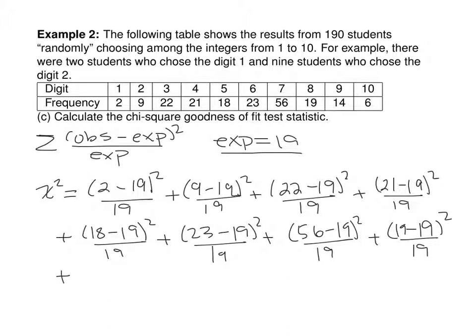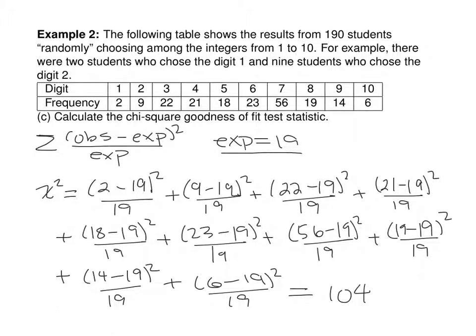Okay, now we're on 9. 14 minus 19 squared over 19. And then 10, 6 minus 19 squared over 19. You can just double check that you have 10 things there: 1, 2, 3, 4, 5, 6, 7, 8, 9, 10. Great. And that chi-squared comes out to be, holy bananas, 104.32, which is huge.